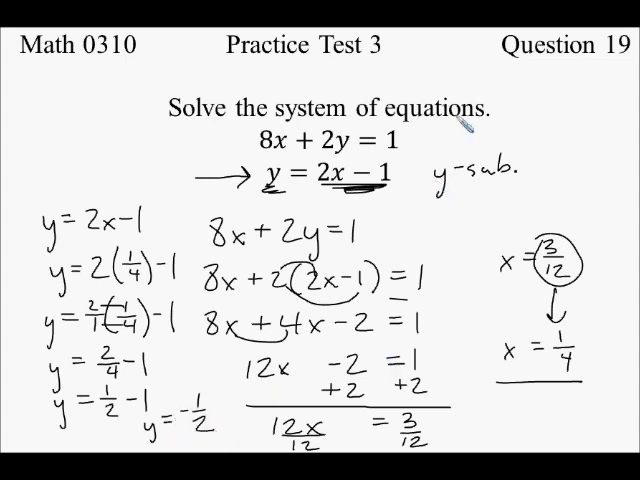Alright, so we have the solution. X is 1/4, y is negative 1/2, so we have 1/4 comma negative 1/2. And that's our answer there. And that corresponds to answer choice D.